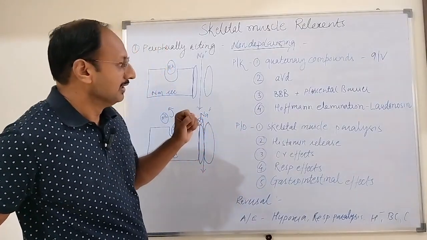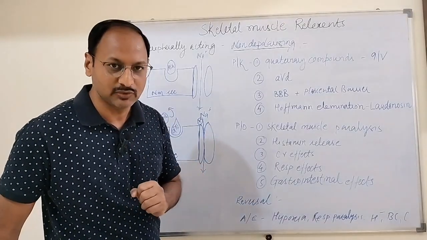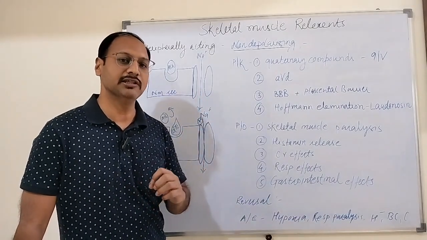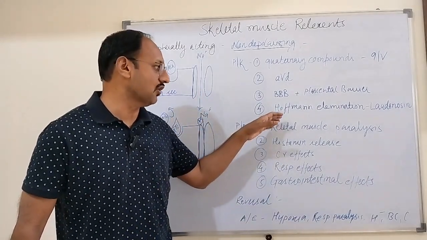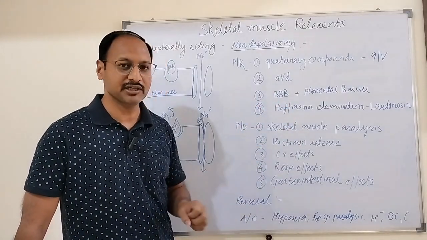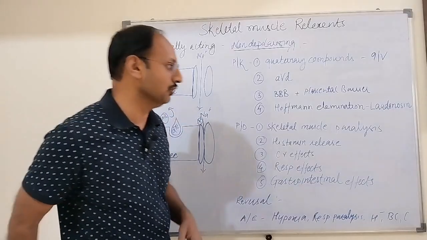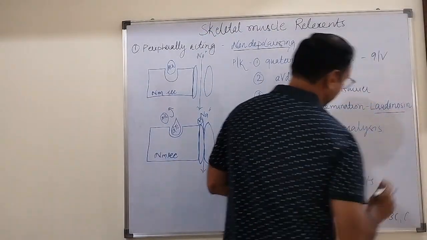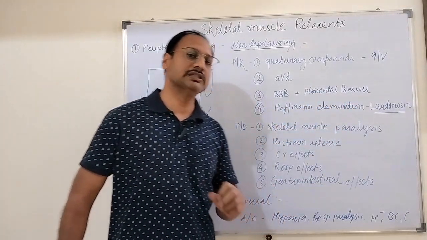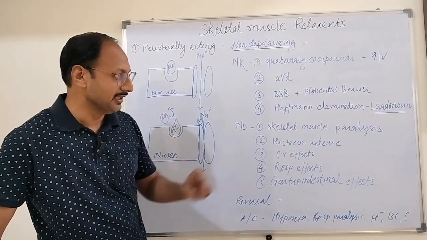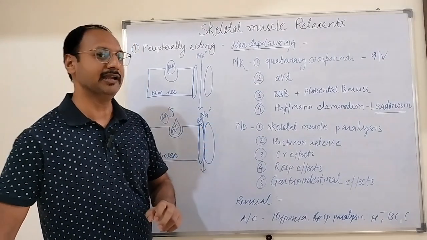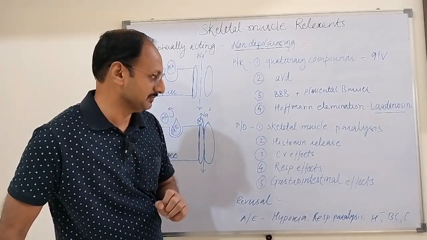Number four, some isoquinoline derivatives like atracurium and cisatracurium are spontaneously metabolized in the plasma, which is known as Hofmann elimination. After Hofmann elimination, a breakdown product is formed, which is known as laudanosine. Laudanosine does not have skeletal muscle relaxant property, but it can cross the blood-brain barrier and can precipitate seizures.